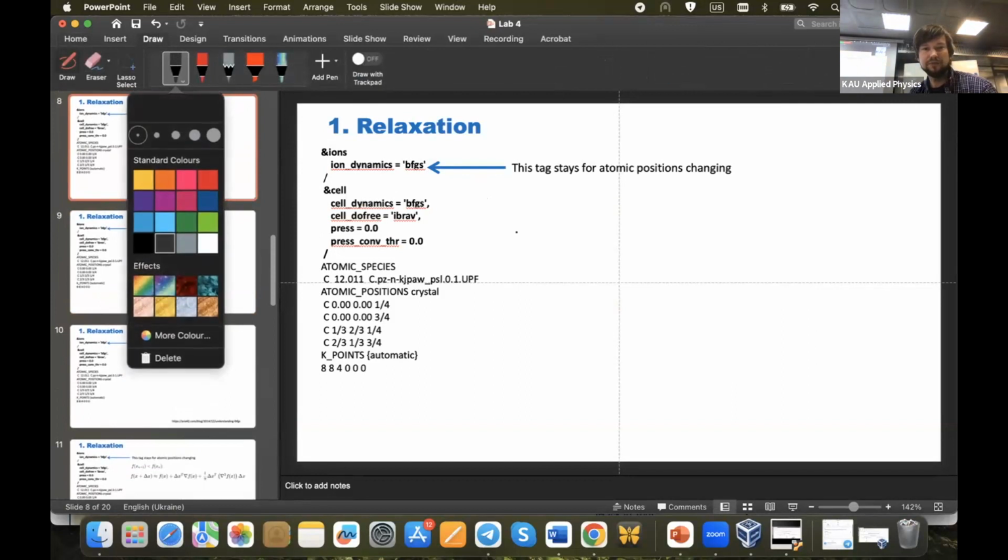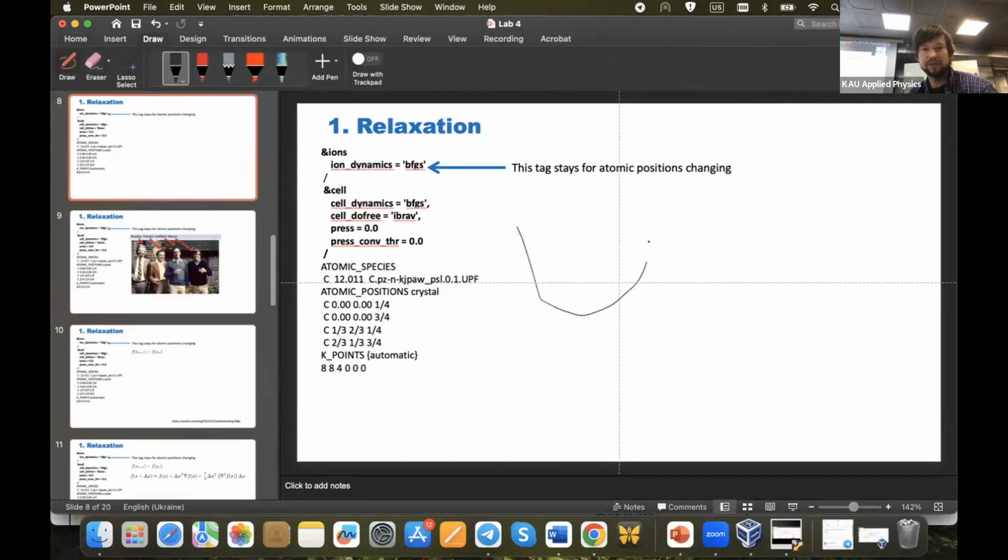For example, we have some energy landscape. Each point of this line stands for some crystal structure, and we are looking for this structure because here we have the lowest energy. But for example, we started with this energy.